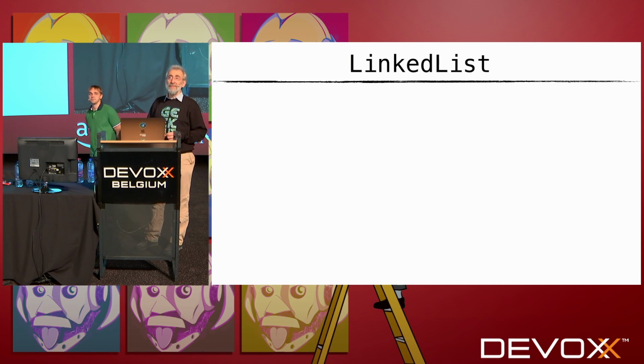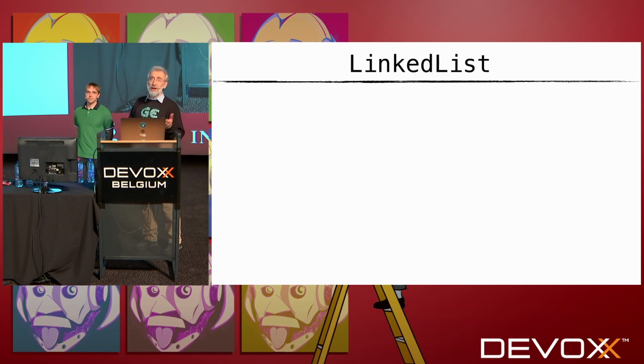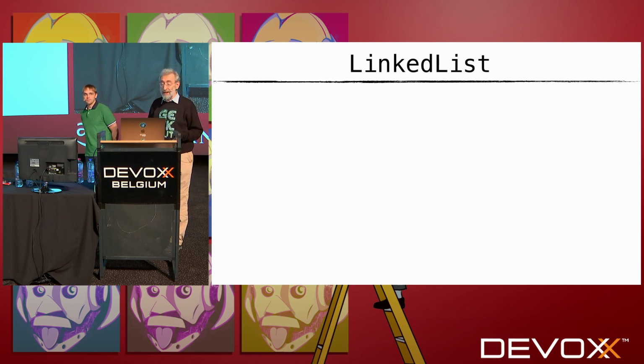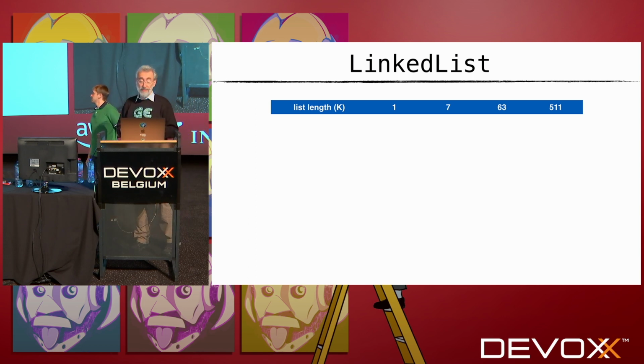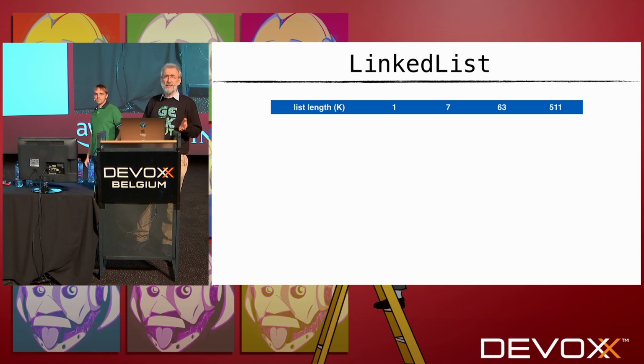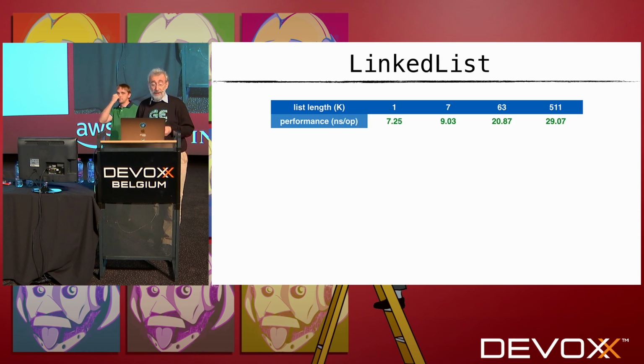We ran benchmarks, the benchmark you saw on the previous slide, and we ran that on a linked list and on a primitive array, on data structures of between four different sizes, between 1 and 512K, and we looked to see what happened. And as you can see, the performance on the linked list really deteriorates as the list gets bigger.